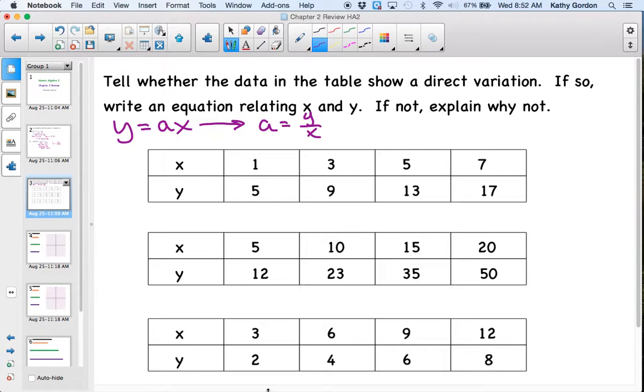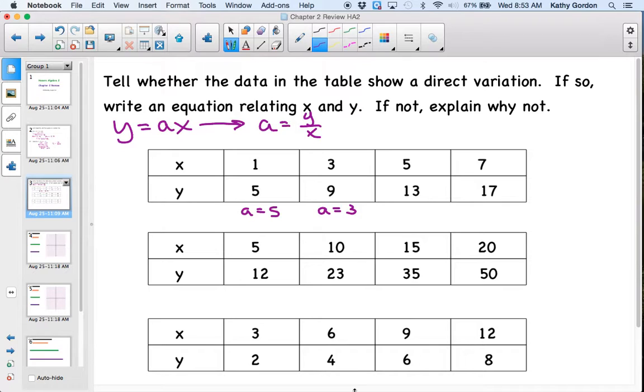Okay, so take a look at our first table here. What do I get from this ordered pair if I take y over x? A 5. What do I get from this ordered pair if I take y over x? A 3. How are things looking? Not good. Okay, I don't even have to test the other ones, because right now getting these two different a values already tells me this is not direct variation.